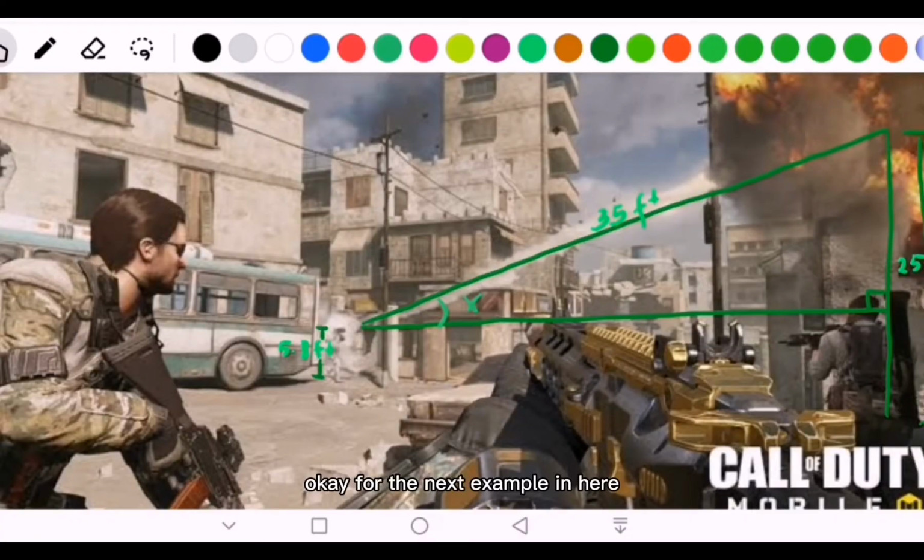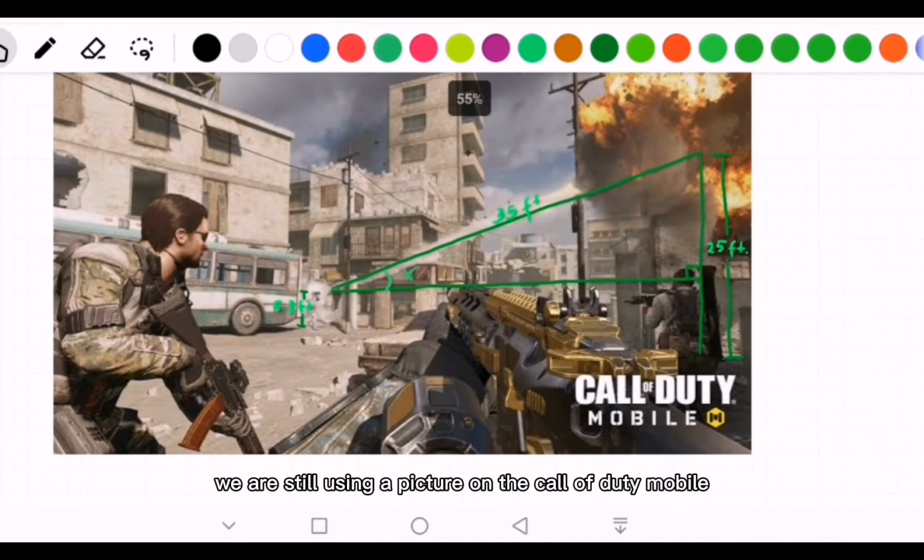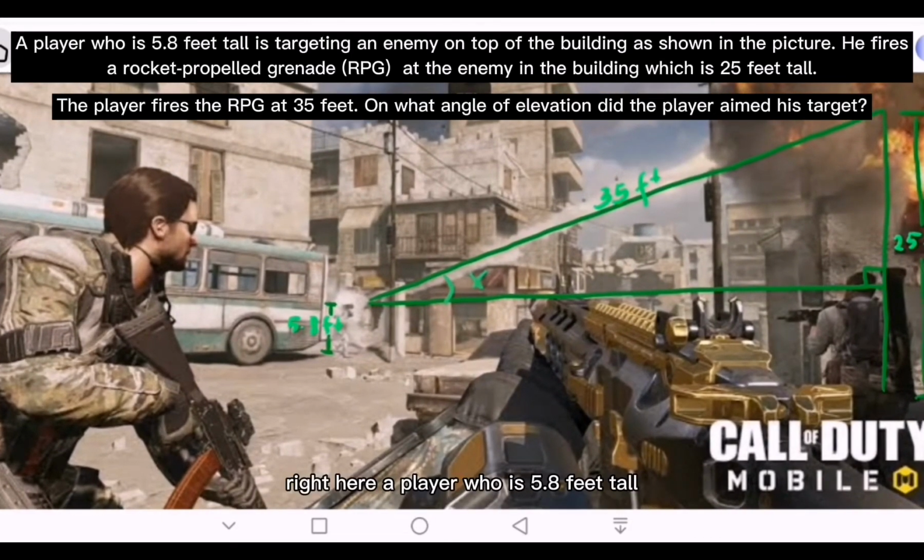The next example for word problems involving angle of elevation still uses a picture from Call of Duty Mobile as an illustration. A player who is 5.8 feet tall is targeting an enemy on top of the building, as shown in the picture. He fires a rocket-propelled grenade, or RPG, at the enemy in the building, which is 25 feet tall. The player fires the RPG at 35 feet. At what angle of elevation did the player aim at his target?